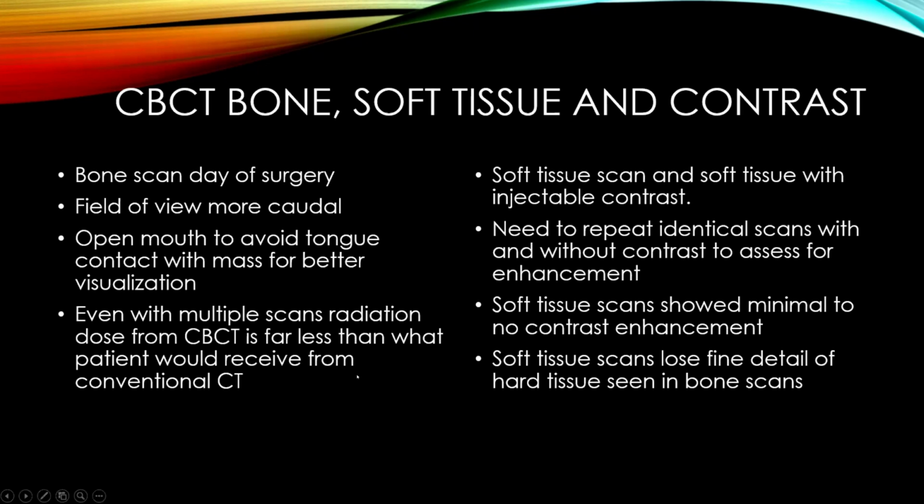And if that seems like a lot of scans, we did a scan and then we came back and we had to do another bone scan. And if you want to do contrast, you actually have to do two, a soft tissue scan and a soft tissue scan with contrast. If that seems like a lot of radiation, it's still far less radiation than you would get with a single round of conventional CT. So cone beam CT uses way less radiation, which is why it doesn't have the contrast resolution of a conventional CT, along with a bunch of other reasons.